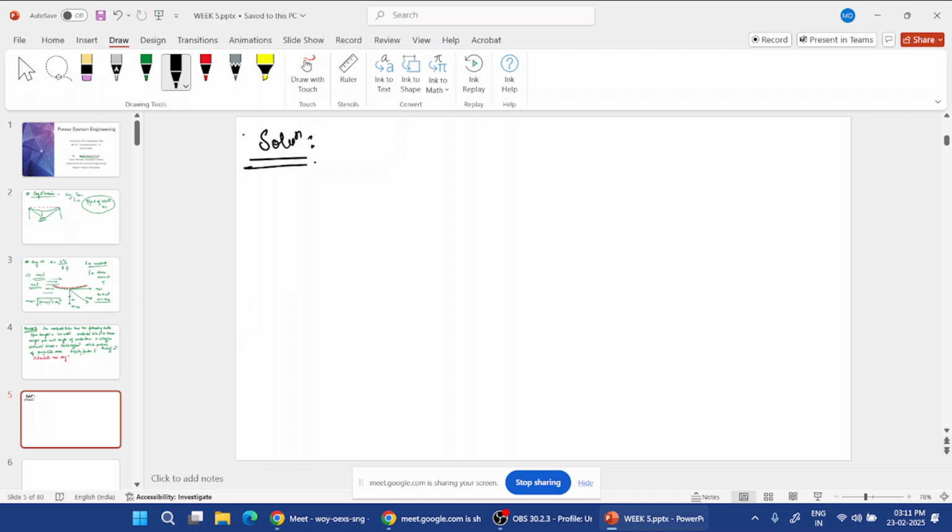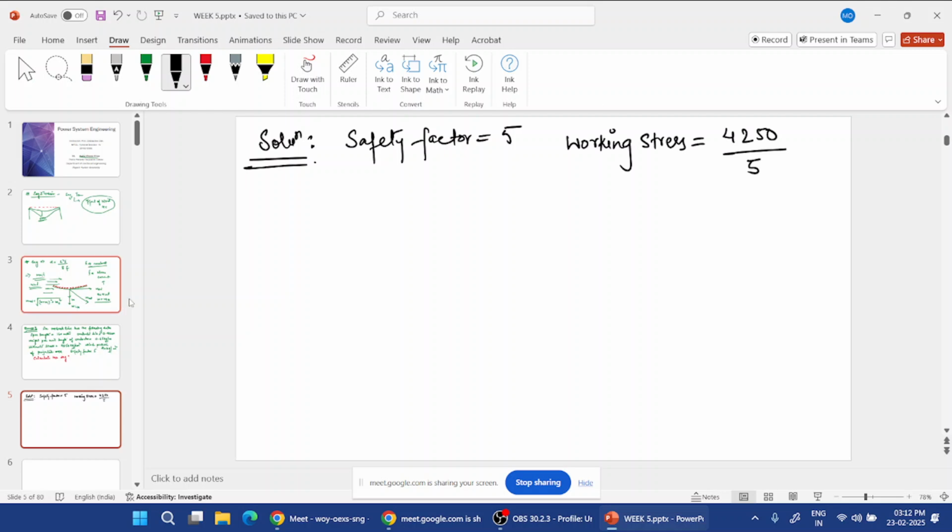What is the safety factor? It is 5. So, the working stress will be, considering the safety factor, divided by 5. The working stress, which is our allowable stress, will be equal to 850 kilogram per centimeter square. So this is our working stress.